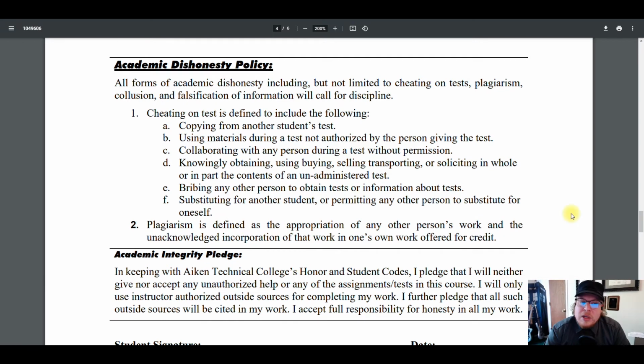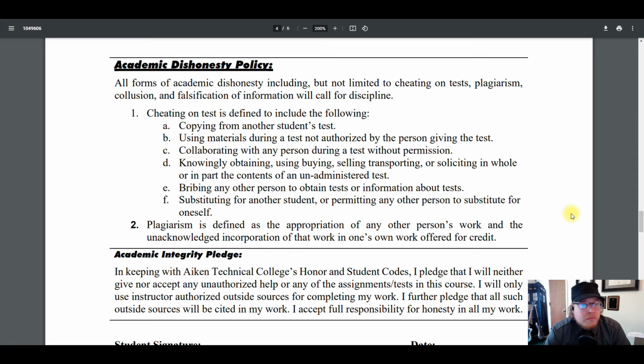Academic dishonesty. So here's what it means. All forms of academic dishonesty, including but not limited to cheating on tests, plagiarism, collusion, and falsification of information will call for discipline. So what does that mean? So here's how Aiken Tech defines cheating. Okay, copying from another student's test. Again, it's online. Probably not going to happen, but don't do it. Don't copy from someone else's test. Using materials during a test not authorized by the person giving the test. I'll go ahead and say this now. This is online, open book, open note tests, quizzes. Collaborating with any person during a test without permission.